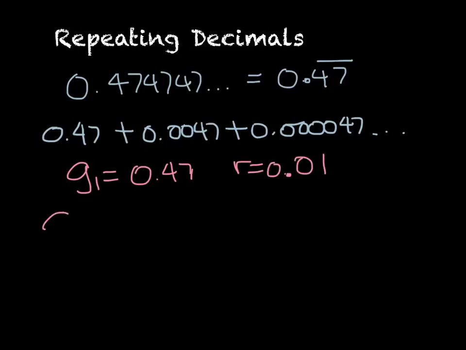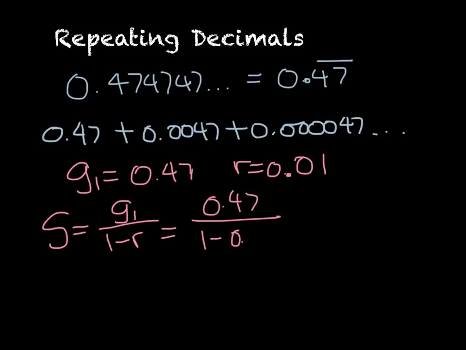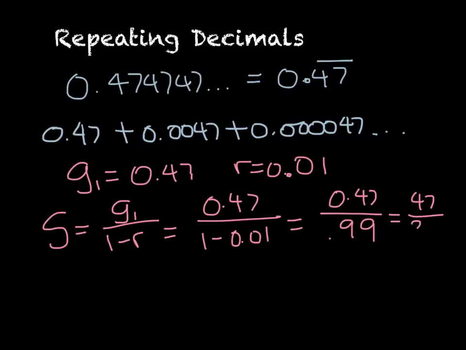Then we know that our sum is equal to g1 over 1 minus r, so that becomes 0.47 over 1 minus 0.01, or 0.47 over 0.99, or 47 over 99. And this means that 0.47 repeated is 47 over 99 as a fraction.